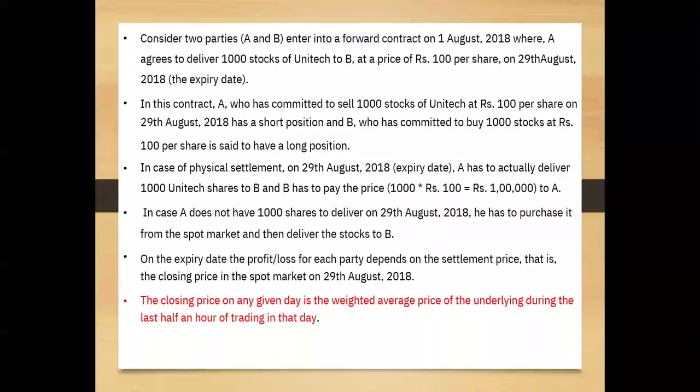The closing price of any given day is the weighted average price of the underlying in the last half an hour of trading that day. Again, in physical settlement, suppose the expiry date is 29th August 2000, A has to actually deliver 1000 Unitech shares to B and B has to pay the price to A. In case A doesn't have 1000 shares to deliver on 29th August 2000, because it is a future date, future price, future agreement, he has to purchase them from the spot market or open market and deliver the stocks to B.